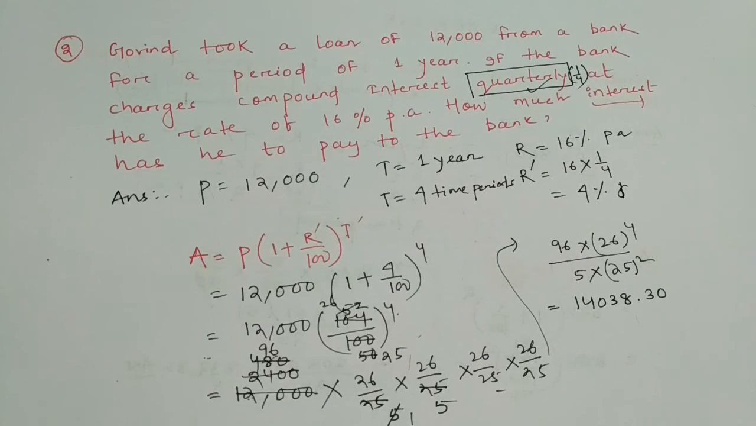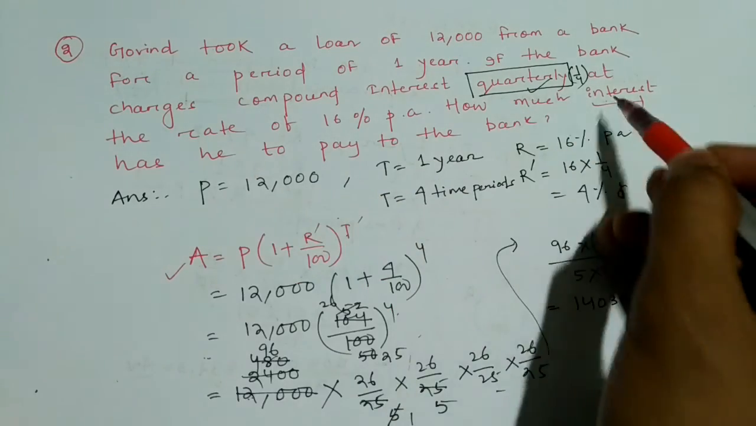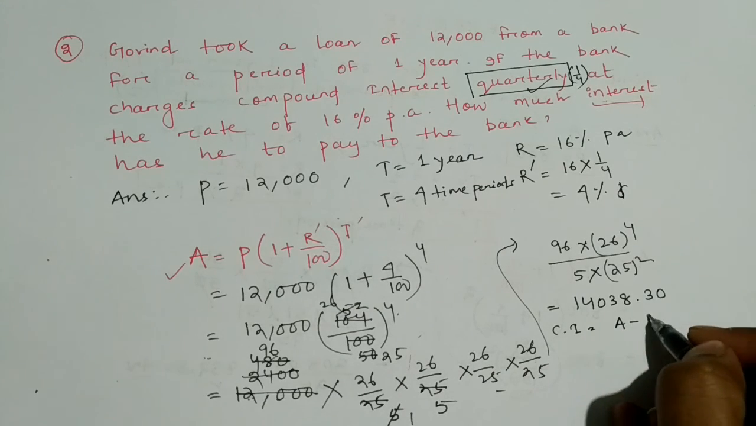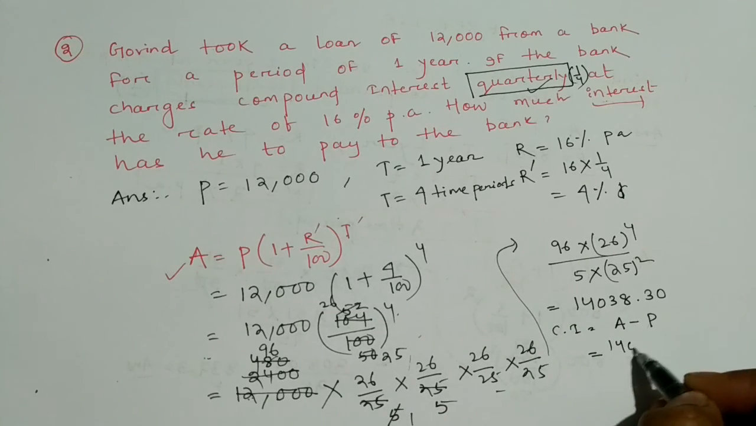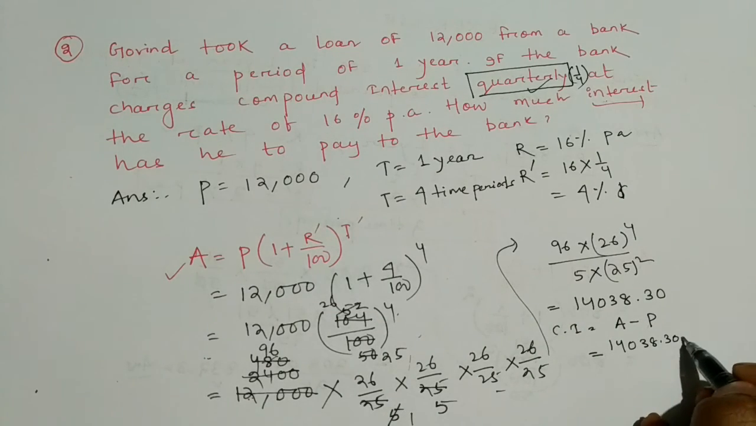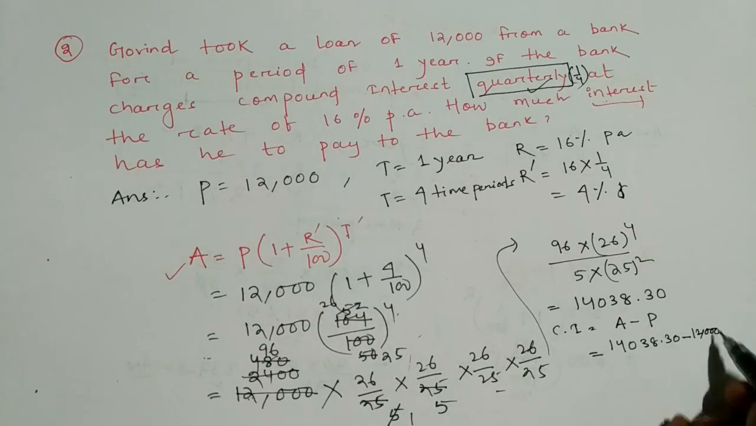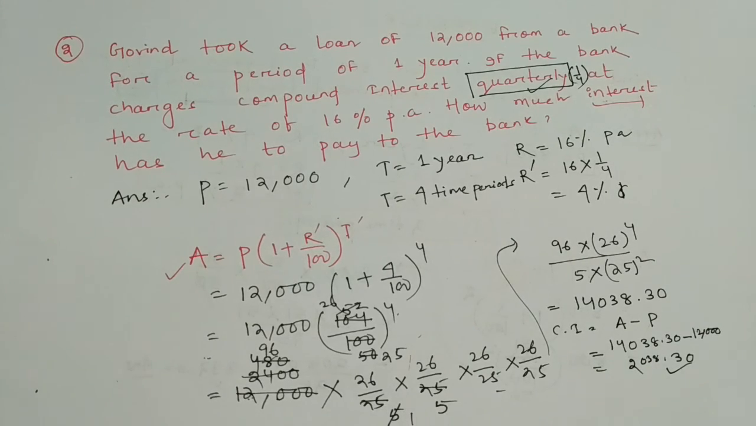14038.30 rupees. But the thing is that it does not ask for the amount, it asks how much interest he has to pay. So my compound interest will be amount minus the principal value. Here the amount will be 14038.30 minus the principal value, which is 12,000 rupees. So it will be 2038.30 rupees. That is my compound interest.